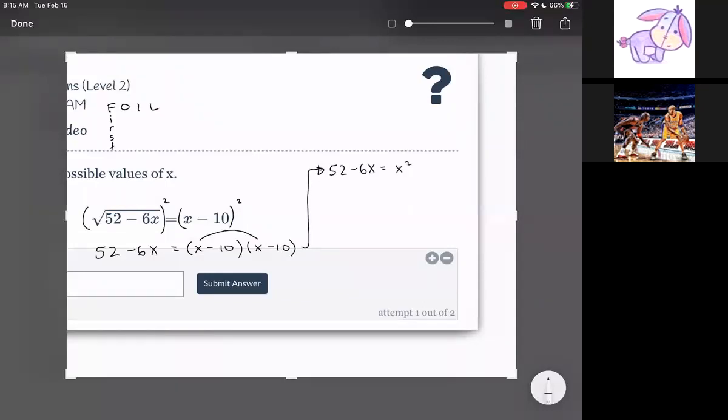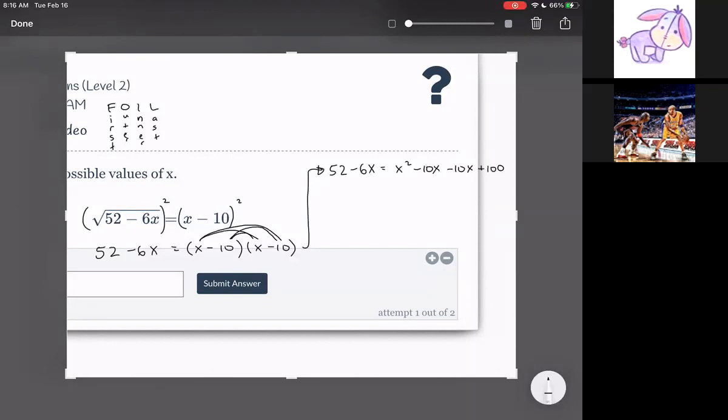And then the O in FOIL stands for outer. So that means we're going to multiply the x and the negative 10. That gives us minus 10x. The I in FOIL stands for inner. So that means we're going to multiply the negative 10 and that x, which gives us negative 10x. And the L in FOIL stands for last, which means we're going to multiply the negative 10 times the negative 10. So that's going to be plus 100.